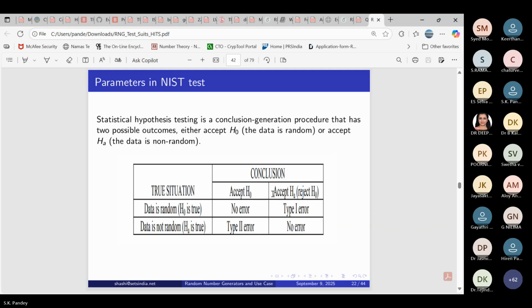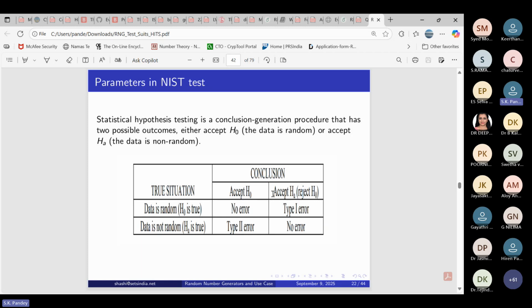The idea is that you are actually working on a hypothesis of whether the generated data is random or not. Suppose this H naught is my null hypothesis, which says the data is random. Then obviously the alternative is that the data is not random. So these two hypotheses and their situation in testing will generate these four cases, because both my hypotheses and my conclusions always have two options, so their combination generates four options.